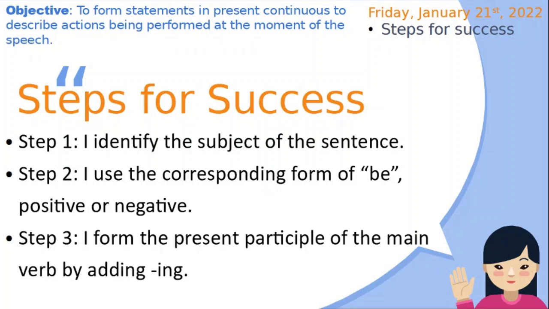Uso la forma del verbo be que le corresponda a ese sujeto, ya sea en su forma positive o en la forma negative, según lo que me pida la oración o lo que yo quiera decir. Y luego voy al step 3. Formo el present participle del verbo principal de la oración, solamente añadiendo al final ing. Entonces, por ejemplo, verbo play, playing, eat, eating. Así formo el present participle.